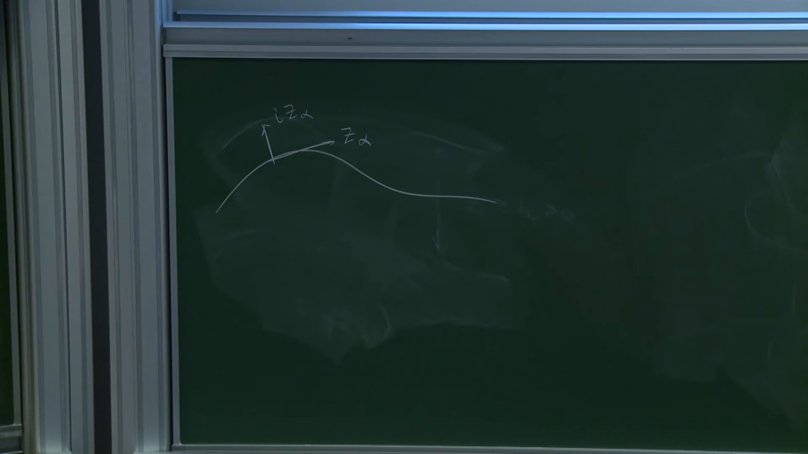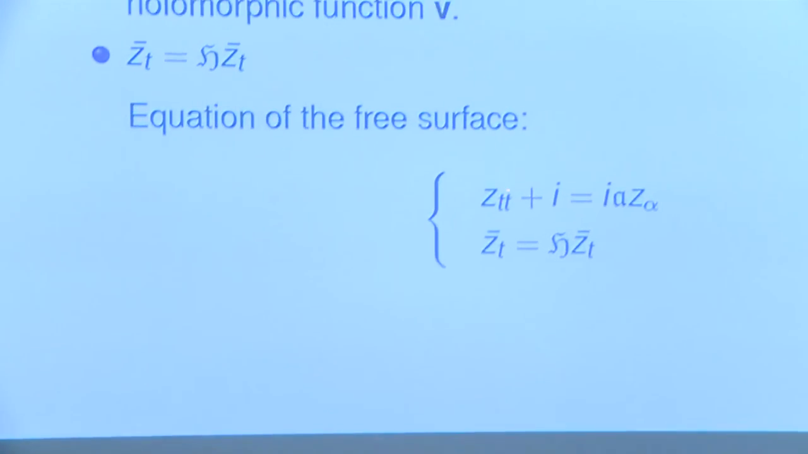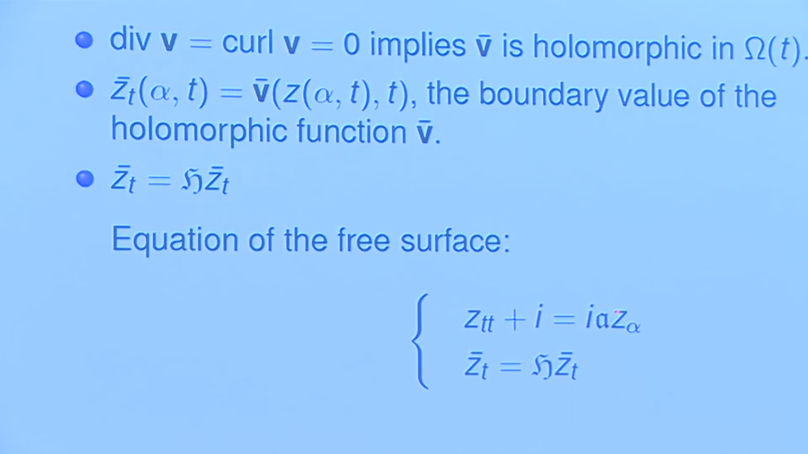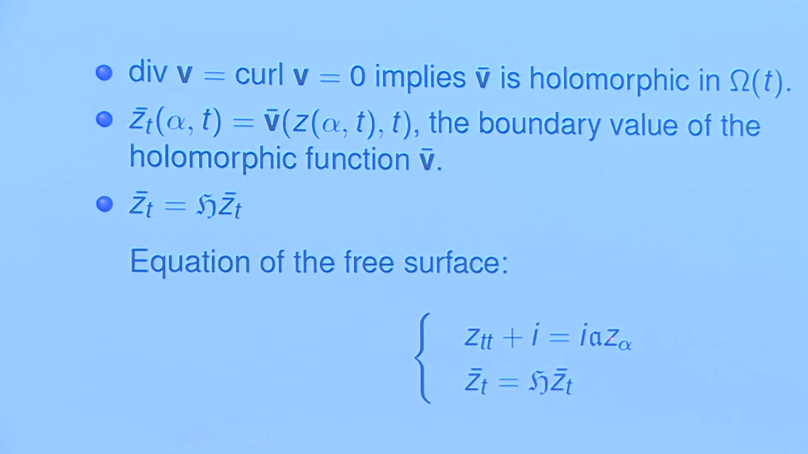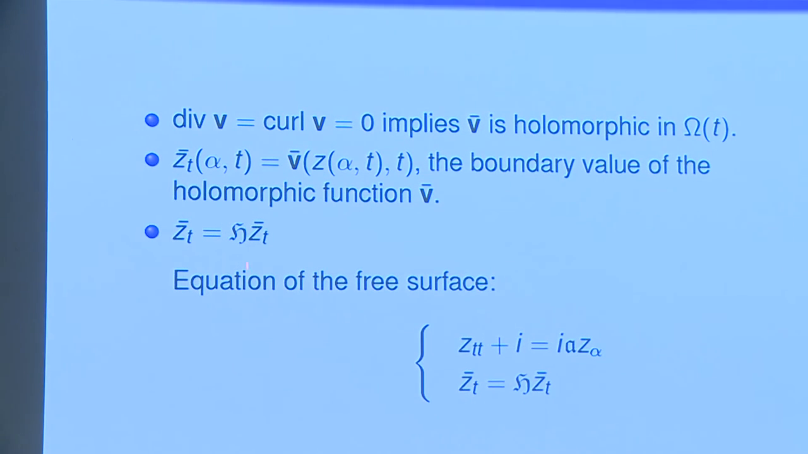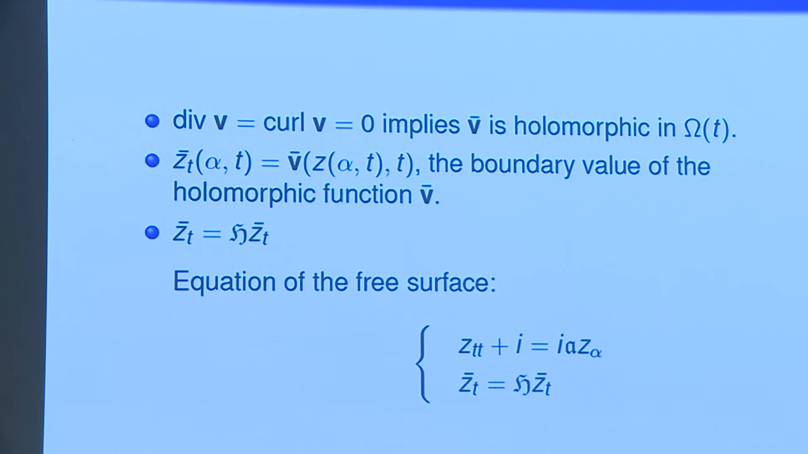Then we can write down the Euler equation, right? The Euler equation is acceleration equal to gravity on the right-hand side. So acceleration minus gravity equals gradient p, so this is negative gradient p. Now divergence equal to zero means that the velocity field, with a bar, is a holomorphic function. Being holomorphic, you can write it in terms of the Hilbert transform. This is a direct consequence of the Cauchy integral formula.